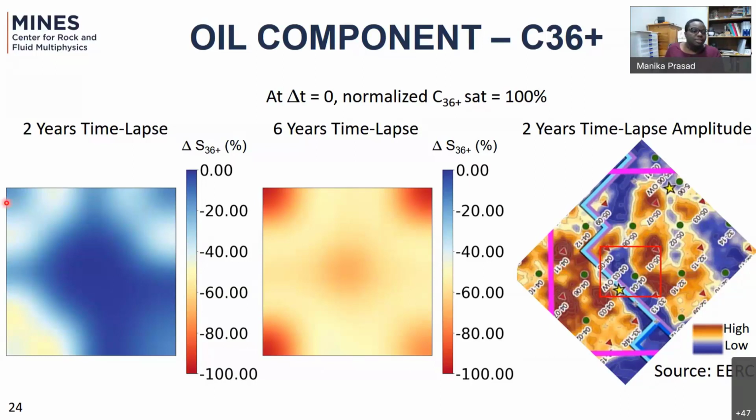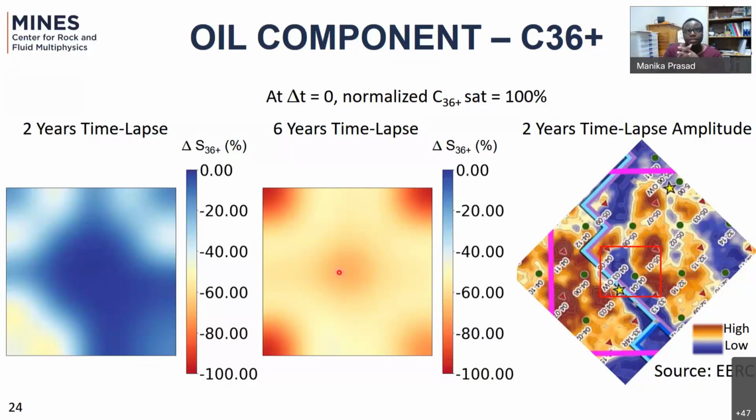So in 2 years, we see that the injectors were beginning to have reduced saturation of the C36 plus. And in 6 years, it's interesting to find that the injectors had basically lost almost all of the C36 plus, but it had accumulated at the diagonals because the producer here in the middle has a lesser amount of C36 plus. So that is the accumulation we have.